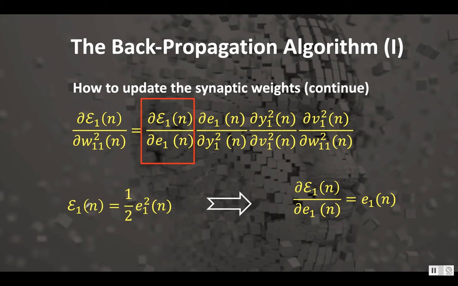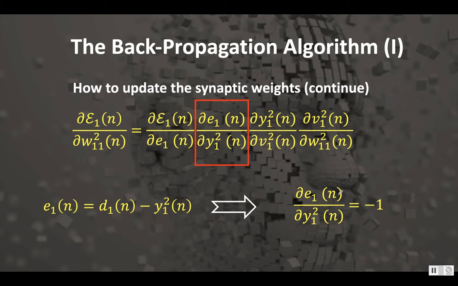Since epsilon 1 of n equals 1 over 2 E1 square n, this is the cost function. If we do the derivative for this one with respect to E1, that is nothing but equal to E1. So in the chain rule, the first term is nothing but E1(n). We solve this.